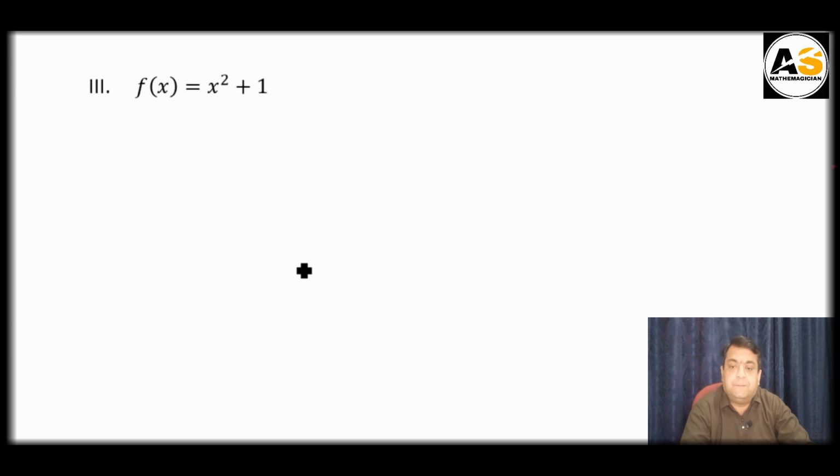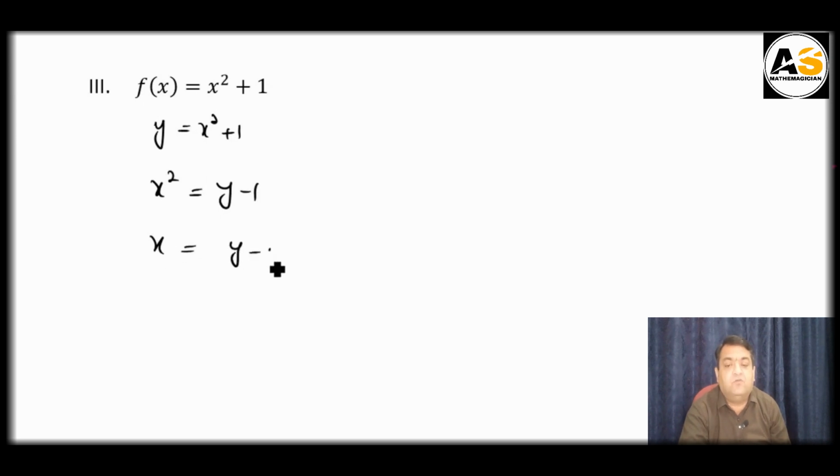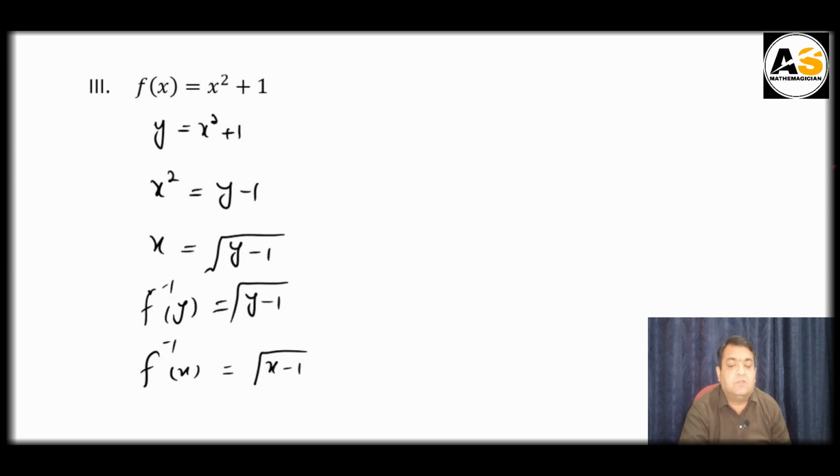Third part, f of x is equal to x square plus 1. y is equal to x square plus 1, x square is equal to y minus 1, x is equal to square root of y minus 1. F inverse of y is equal to square root of y minus 1, f inverse of x is equal to square root of x minus 1. If we put x is equal to 3 over here, we will get y is 9, and if we put x is equal to 9 over here, we will get y is equal to.